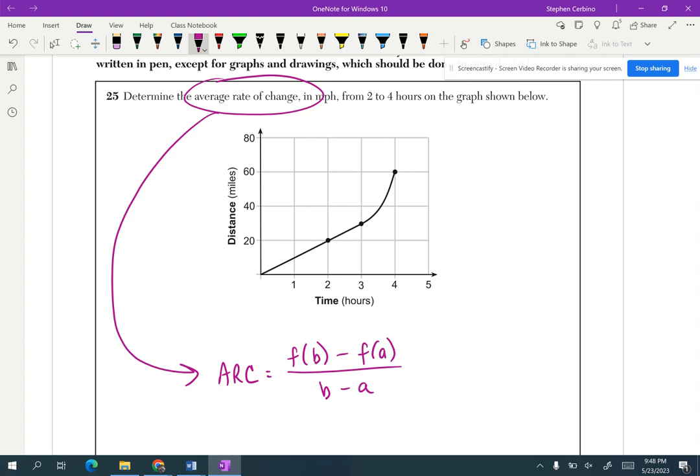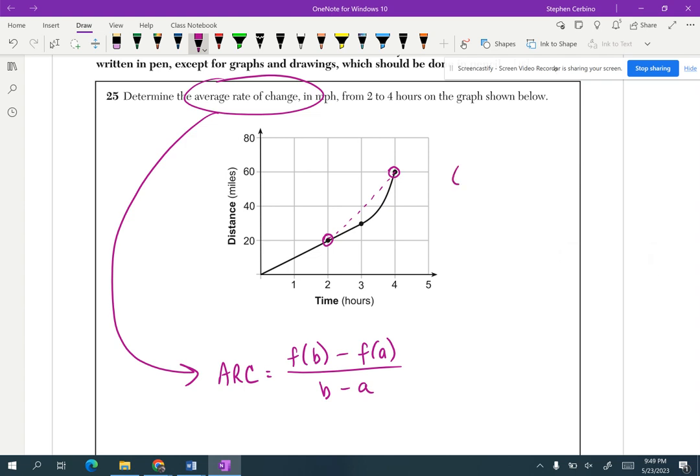Now, since this is not a linear function, we don't like to use the word slope. We like to use the word average rate of change. They want us to find the average rate of change between 2 hours and 4 hours. So essentially, they're asking us to find the slope of this line, which we can find by just counting boxes on our graph, but I'm going to do it algebraically because I think it's better.